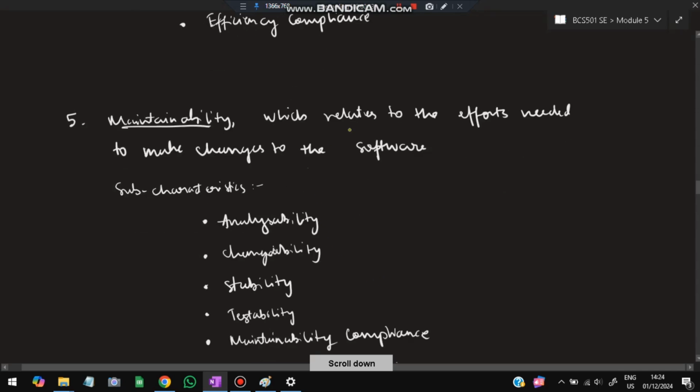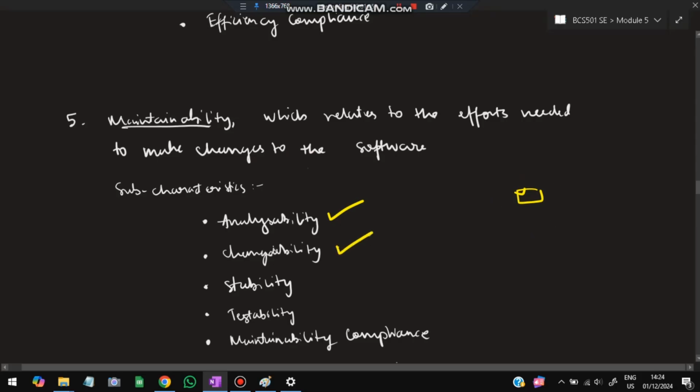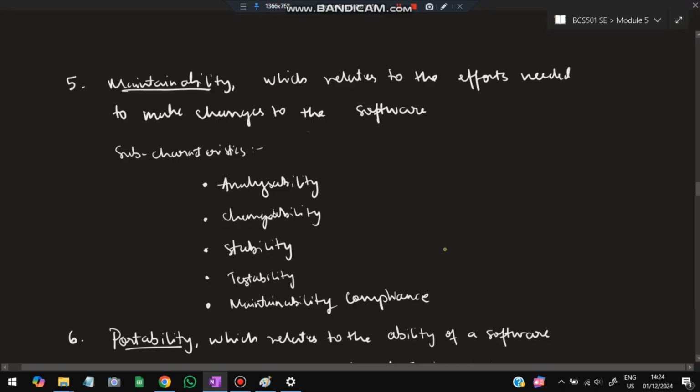Fifth is maintainability, which relates to the effort needed to make changes to the software. Once software is made, if any error comes, how easy is it for the developers to make the change? That is maintainability. Analyzability: is it easy to analyze. Changeability: is it easy to change or not. Stability: whenever we make a change, other things should not become unstable. Testability: is it easy to test or not. And compliance: is quality maintained or not.